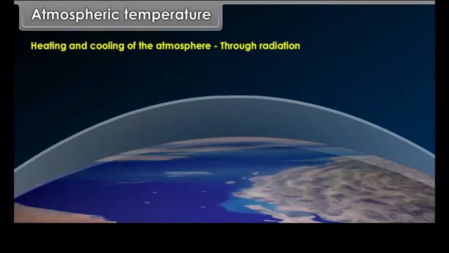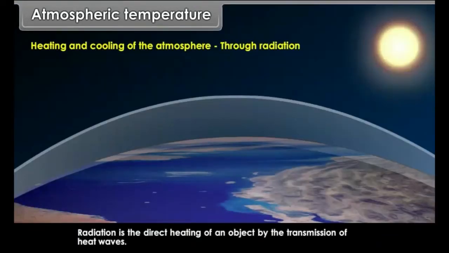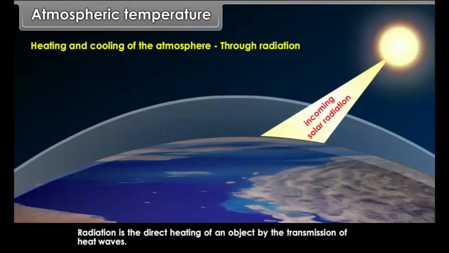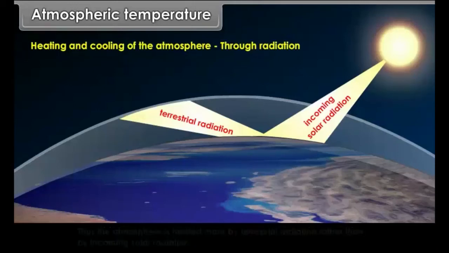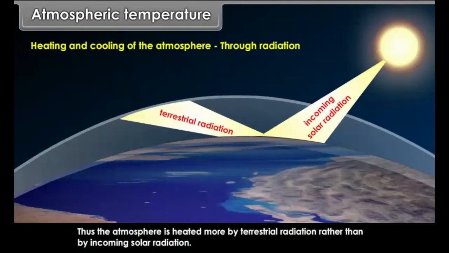Through radiation. Radiation is the direct heating of an object by the transmission of heat waves. The atmosphere absorbs a little amount of incoming solar radiation, but it largely absorbs the outgoing radiation from the Earth's surface. Thus, the atmosphere is heated more by terrestrial radiation rather than by incoming solar radiation.